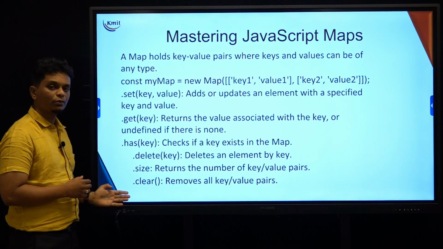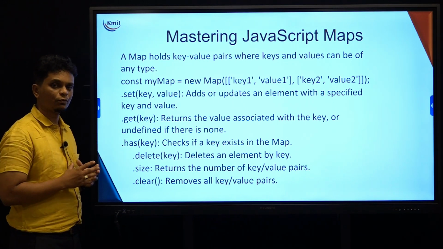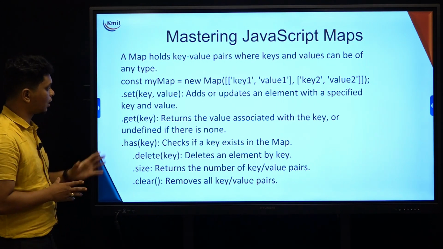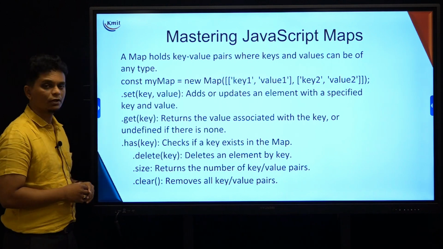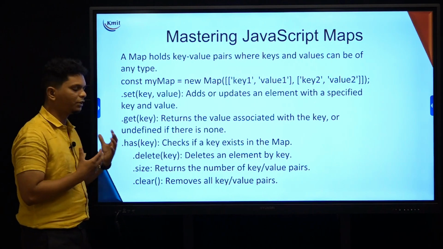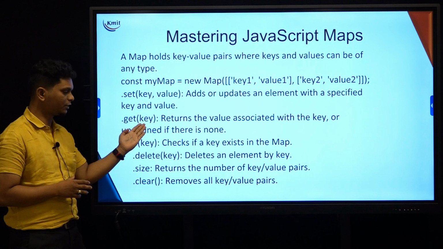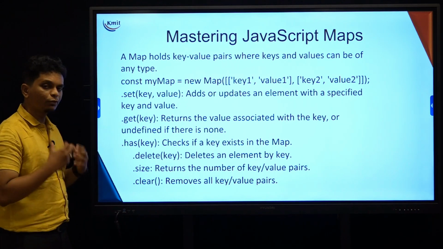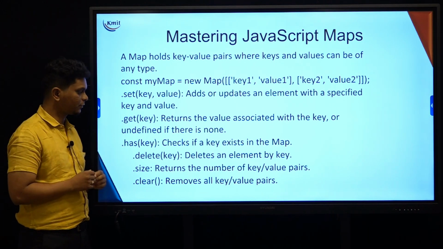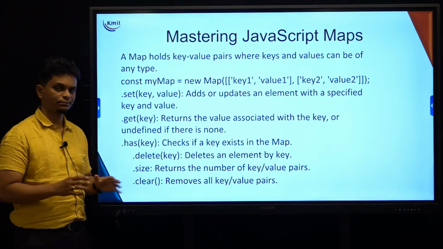And here are a few methods used to perform manipulation over maps. Firstly, we have dot set, and its parameters are key comma value. Using dot set we can add or update an element with a specified key and value. Then we have dot get with a parameter key. If you want to retrieve a particular value we need to mention the corresponding key. It returns the value associated with the key or undefined if there is none.